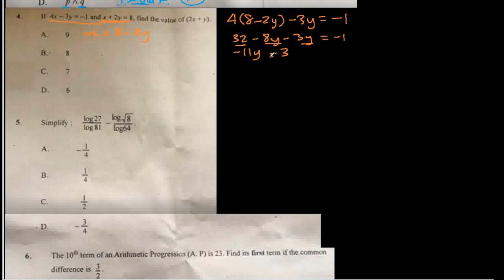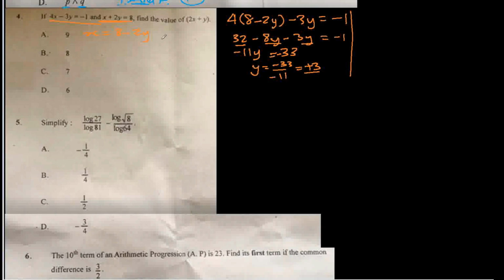Let's isolate x in this case. x equals 8 minus 2y. Let's substitute this in the first one. So 4 times 8 minus 2y minus 3y equals negative 1. 32 minus 8y minus 3y equals negative 1. Negative 11y, and this 32 will go here, becomes minus 32. So equals minus 33. So y is negative 33 over negative 11, which is positive 3.